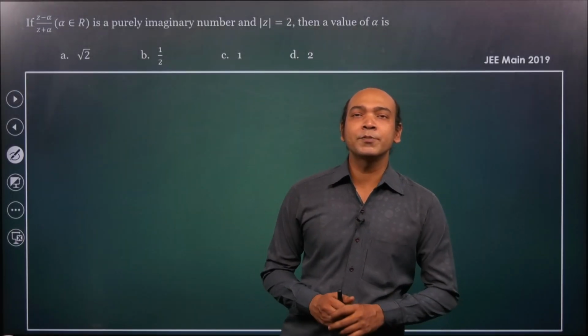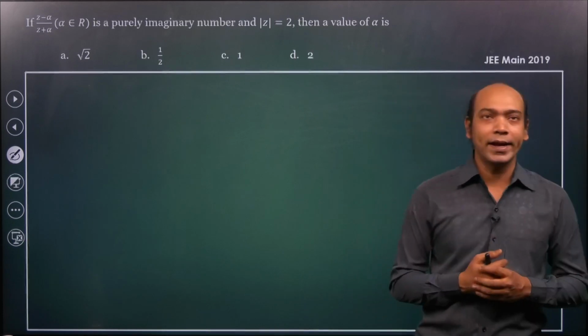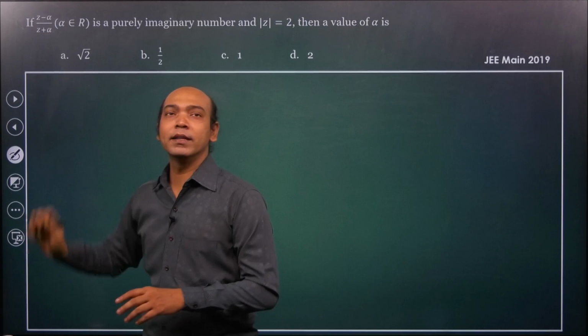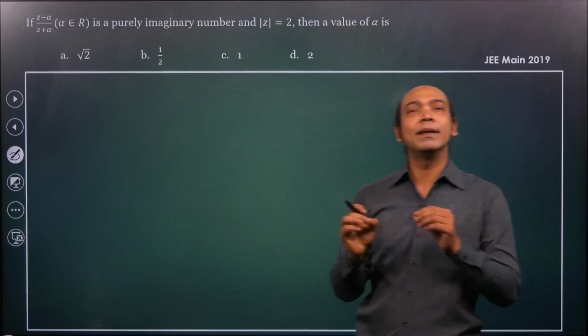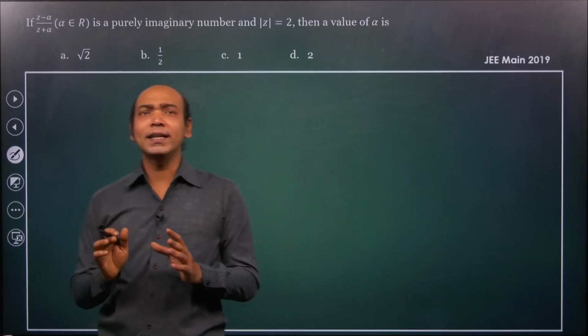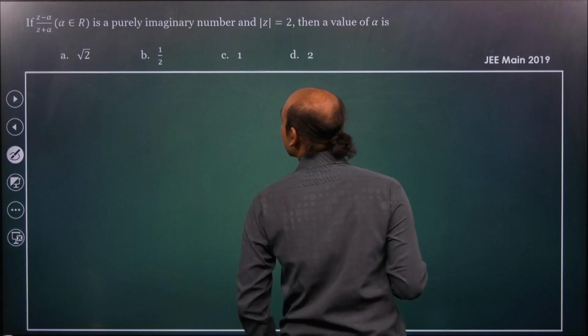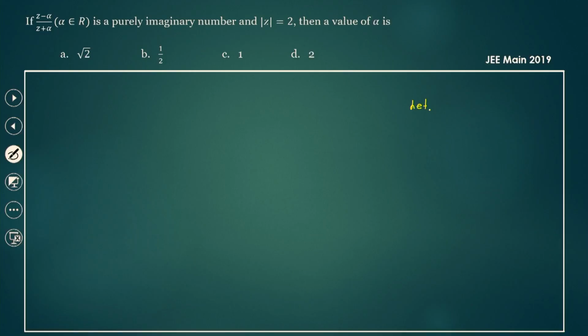Hi all, this problem appeared in 2019 in the syllabus from complex numbers. The information given is that we have a complex number in the form (z minus alpha)/(z plus alpha), and it's purely imaginary. So let's go ahead and consider some complex number equal to this. Let omega be equal to (z minus alpha)/(z plus alpha).